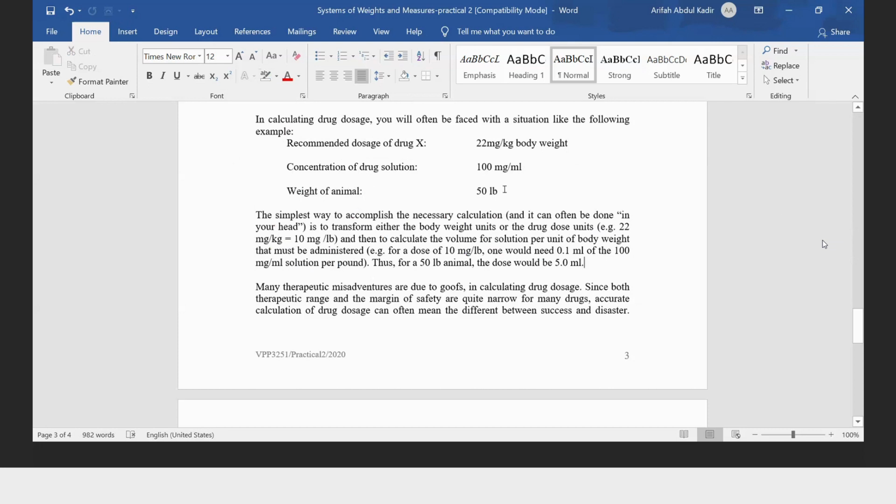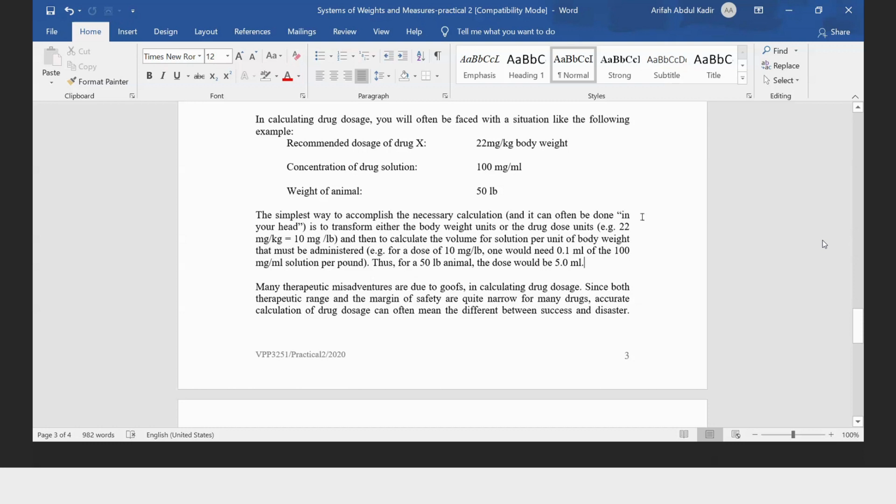So that would be one way. It doesn't matter how you calculate, the answer is the same. But the other way is in here. They change the 22 milligram per kilogram to pounds. So 22 is equivalent to 10 milligram per pound. Then they calculate the volume administered for 10 milligram per pound. One would need 0.1 ml for 100 milligram per ml solution per pound.